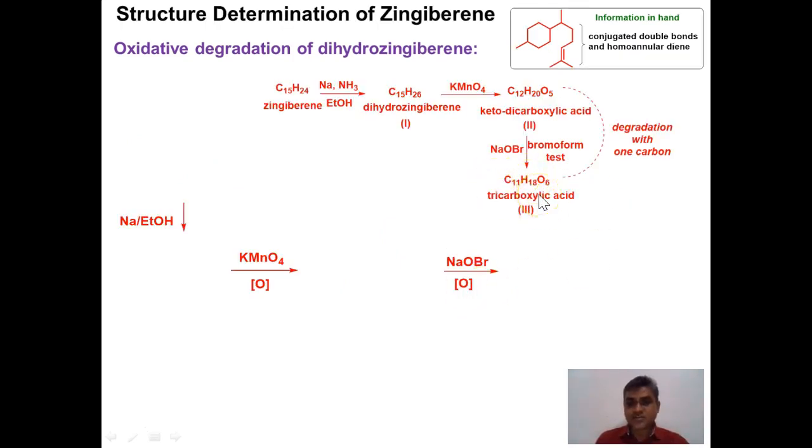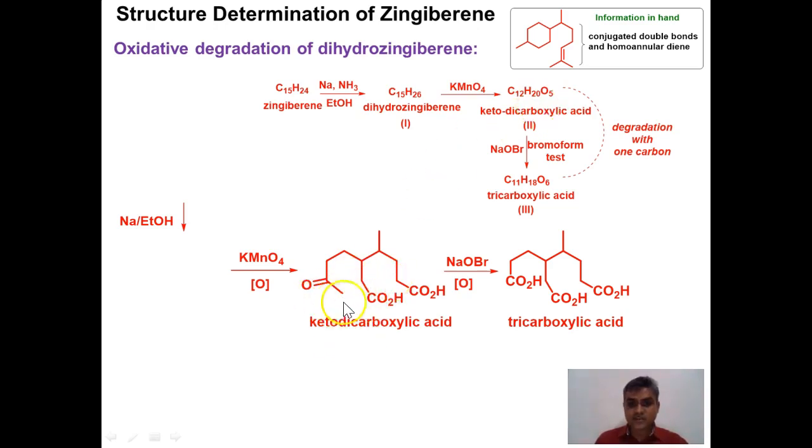Out of these three carboxyl groups, one carboxyl group will definitely be due to the cleavage of this double bond. Here we will get a COOH, and the remaining two carboxylic acids are due to the oxidation of the methyl ketone. It's a methyl ketone, and this is already having a dicarboxylic acid here. So the structure of this tricarboxylic acid was found to be this one, and this is formed by the haloform reaction, and therefore the structure of this keto dicarboxylic acid was found to be this, where here is a methyl ketone.